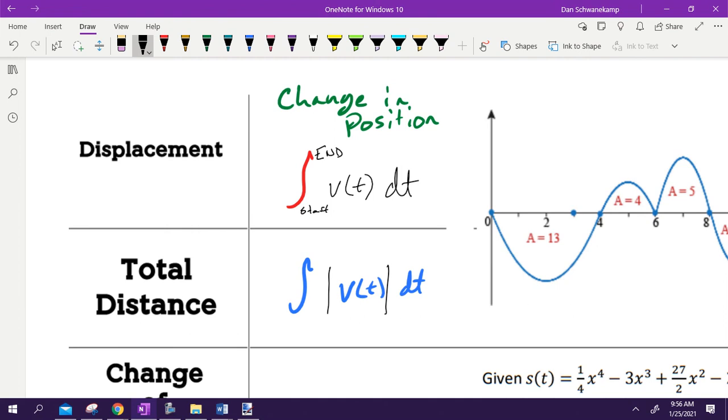So to do that, I need to take the absolute value of velocity. We would still do whatever our starting value is to our ending value, but that is how we are going to work along those lines. Okay, the absolute value of velocity integrated.